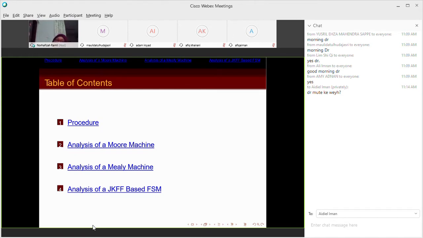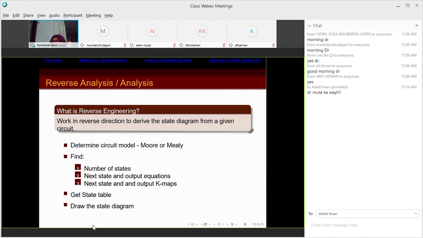Anyway, skip whatever I have already said. So basically, reverse engineering is actually FSM analysis. So let's go to the procedure. The objective of reverse engineering is to study or analyze the behavior of a given finite state machine, and the best way is to derive the state diagram from a given circuit.